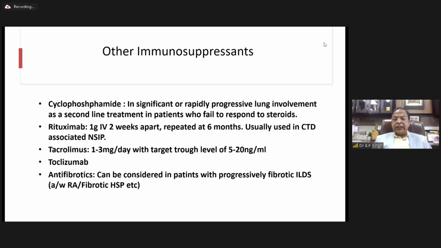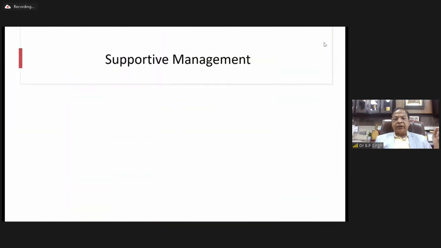Antifibrotics can be considered in patients with progressive fibrotic ILD. You all know that the INBUILD trial has shown very clearly that with the use of nintedanib, the drop in the FVC is significantly reduced by 50% in the patient with the fibrotic ILD. So in that way, you can use it. However, data for pirfenidone has not been very strong, but many of the studies have shown that it is equally effective in the fibrotic ILD also.